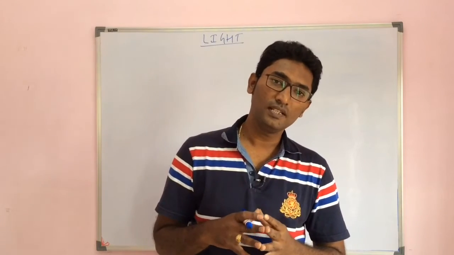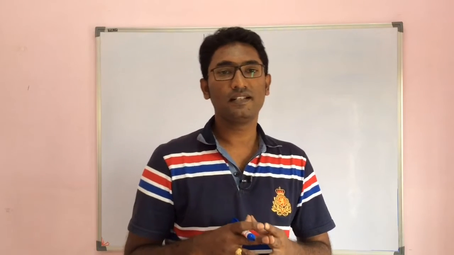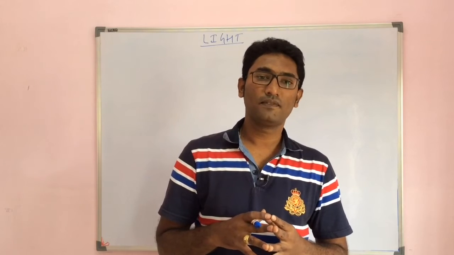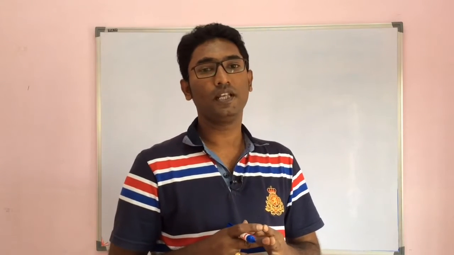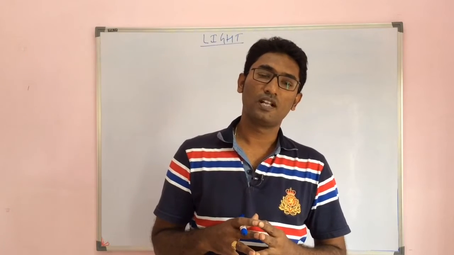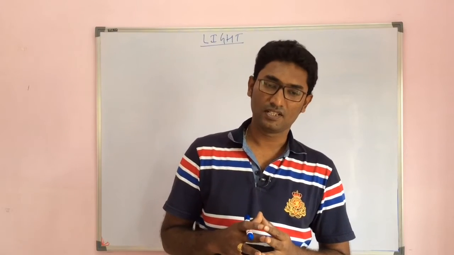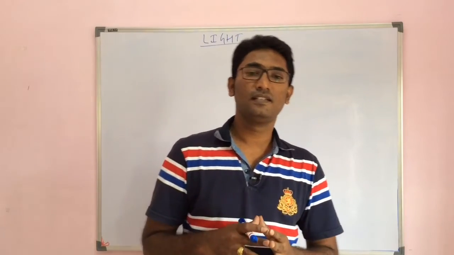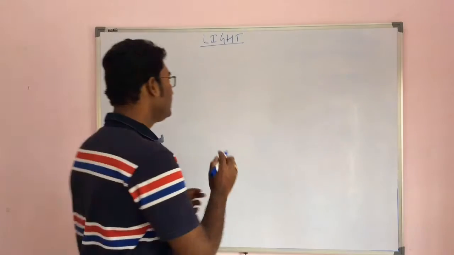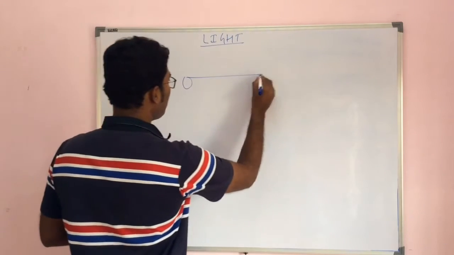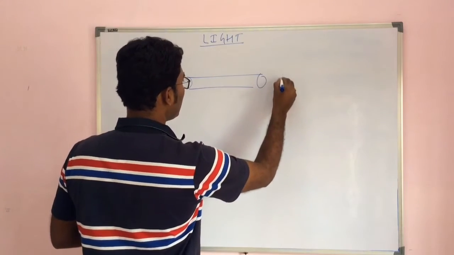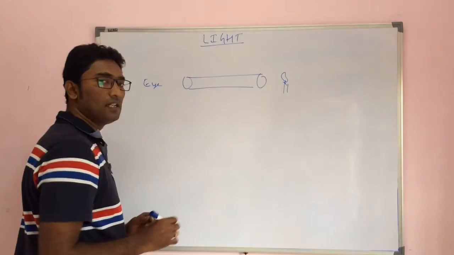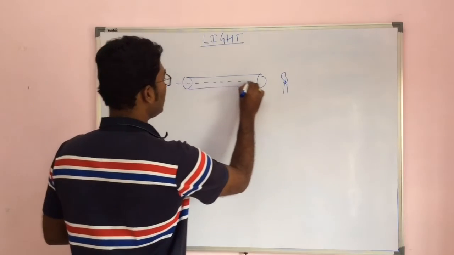In order to study these phenomena, we have to accept that light always travels in a straight line, a property called rectilinear propagation of light. We have already studied this in the past. For example, if you take a pipe and keep a candle in front of it, and look from the other end, you will be able to see the light. It is because light can travel in a straight line.